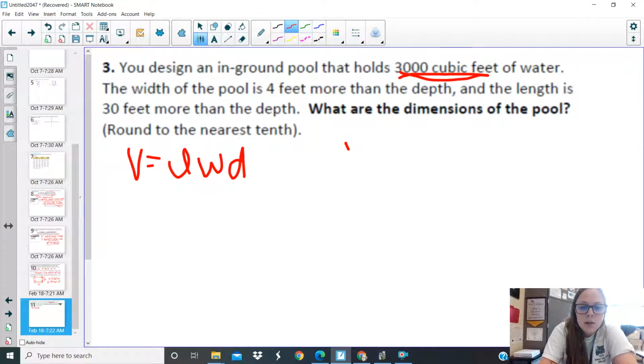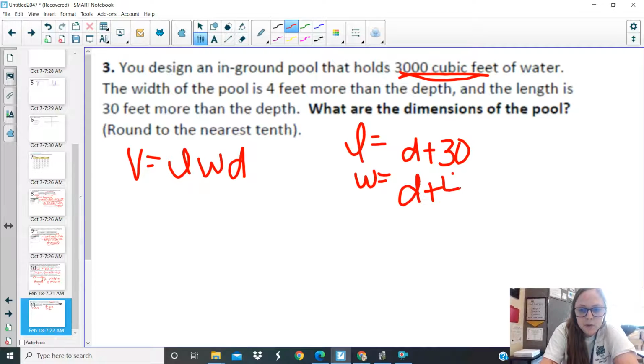and so we just need to write out what each of these are. So the length of the pool, it says, is 30 more feet than the depth, so that's going to be the depth plus 30. The width of the pool is 4 more than the depth, so the depth plus 4. And then the depth is just going to be the depth. It's just going to stay itself. And we want to know the dimensions of the pool if the volume is 3,000.